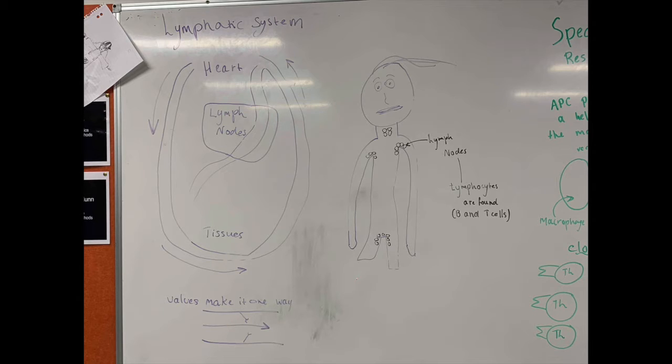The third line of defense: the lymphatic system. The lymphatic system is a system of lymphoid organs, including the thymus, bone marrow, spleen, and lymph nodes, and lymph fluid that are involved in transporting lymphocytes and removing foreign matter.